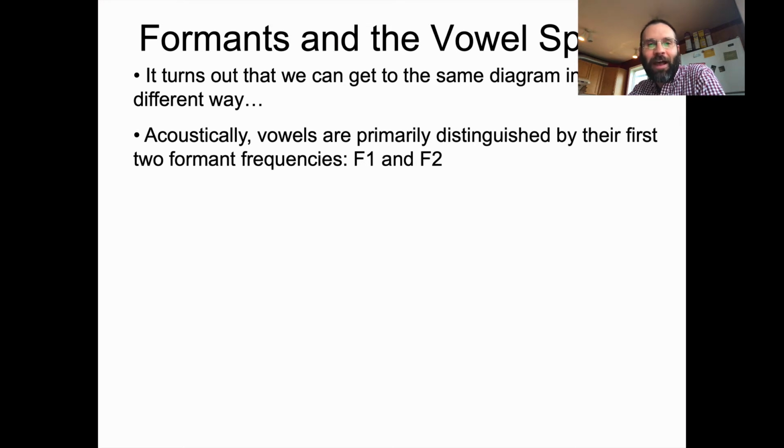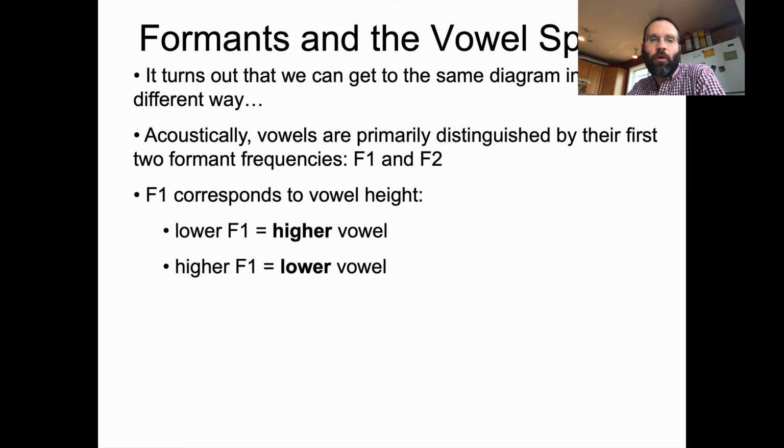So acoustically, vowels are primarily distinguished by their first 2 formant frequencies, their lowest resonances in terms of frequency, which we refer to as F1 and F2. So F1 corresponds to vowel height, and unfortunately, because we're used to thinking about this in articulatory terms, or that's the standard that was set before we realized how these distinctions are made acoustically, we get a kind of backwards labeling system here. So F1 will correspond to vowel height. Lower F1 corresponds to a higher vowel articulatorily, and a higher F1 corresponds to a lower vowel articulatorily.